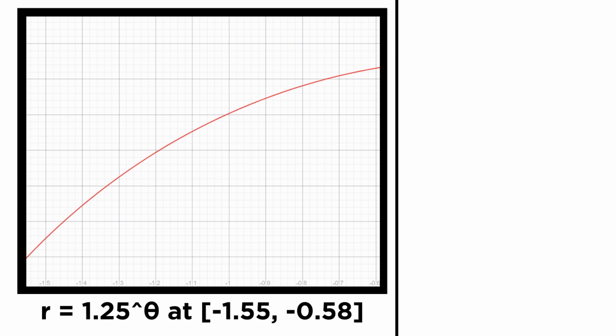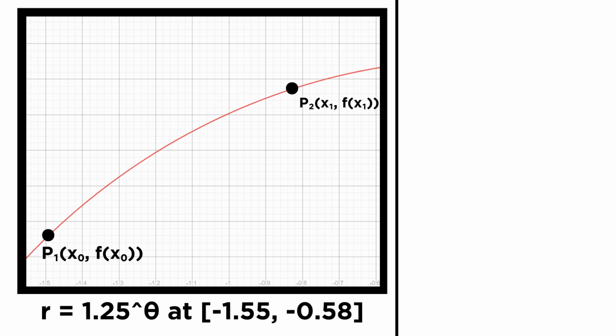Let's zoom in on the graph of r equals 1.25 to the power of theta on the closed domain from negative 1.55 to 0.62. We'll choose 2 points which we will use to calculate the arc length. The point P sub 1 has the coordinates x0, f of x0, while the point P sub 2 has the coordinates x sub 1, f of x sub 1.